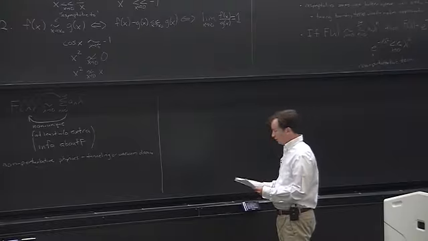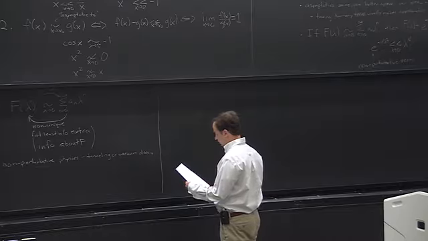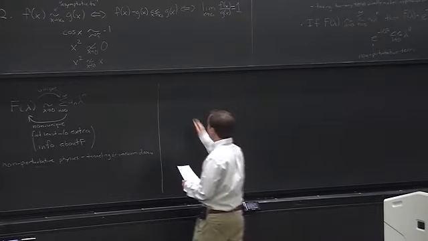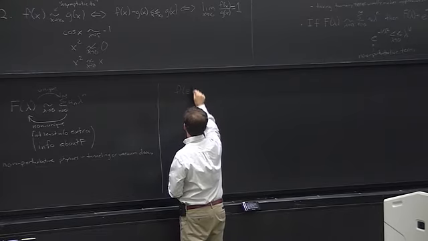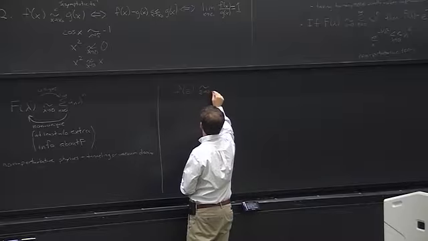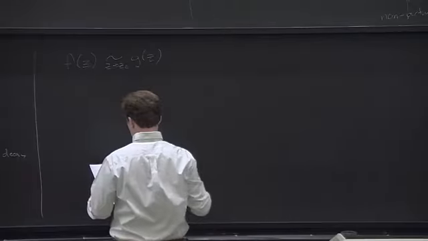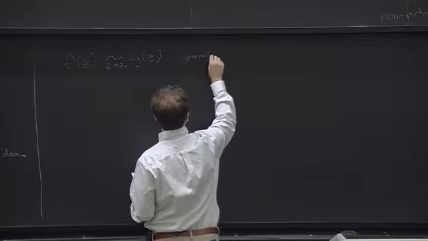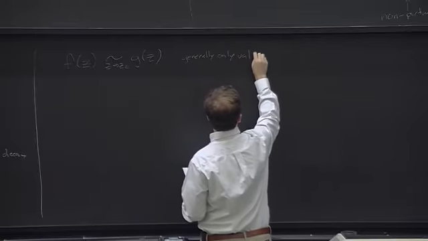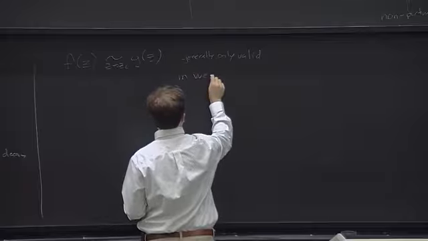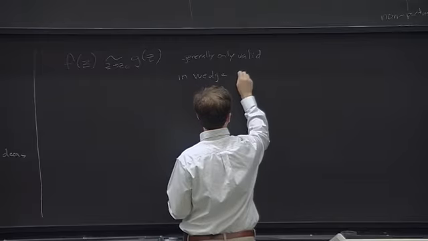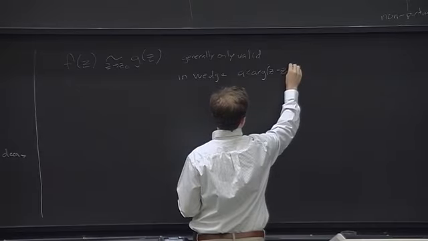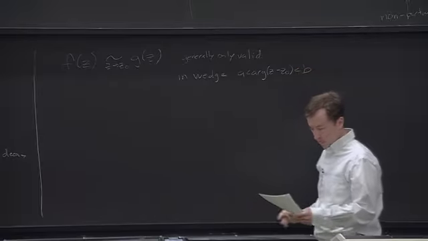And another comment is that in the case where we're dealing with an asymptotic relation in the complex plane, an asymptotic relation like this is generally only valid in some wedge where, say, the argument of z minus z naught is between two constants a and b.